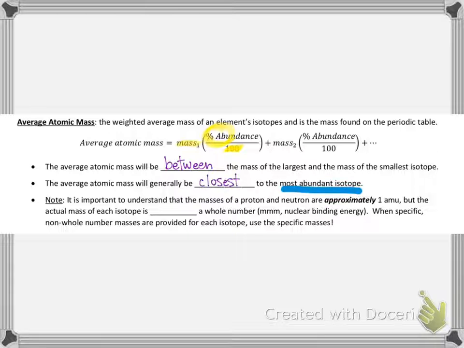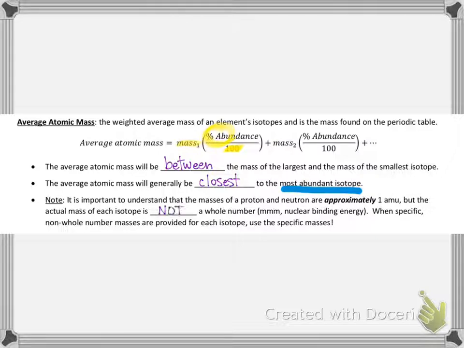Now, technically, the masses of a proton and neutron are not exactly 1 AMU. We often pretend they are, but some of the mass is actually converted to energy because there's a nuclear binding energy that holds the nucleus together. Otherwise all those protons would repel each other, but they're really close together. So the actual mass of an isotope is not a whole number.